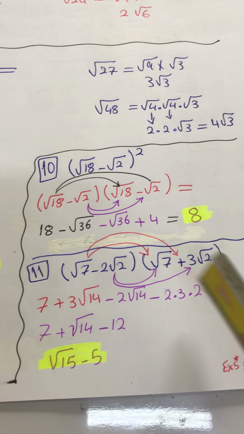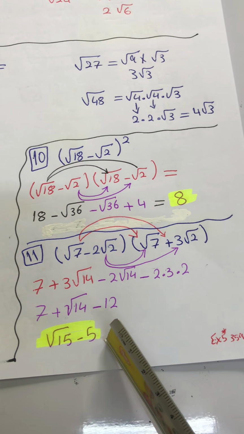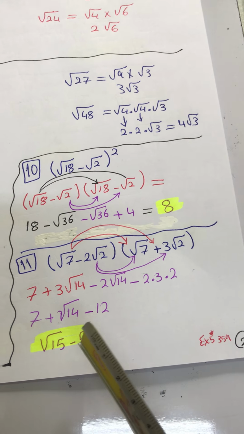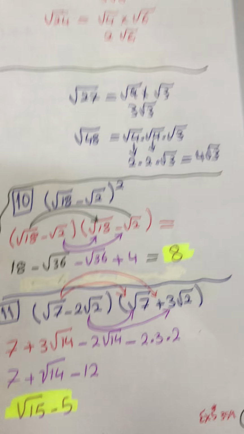Now collect the numbers together. You will find the answer square root of 14 minus 5, or you can write it negative 5 plus square root of 14, like this.